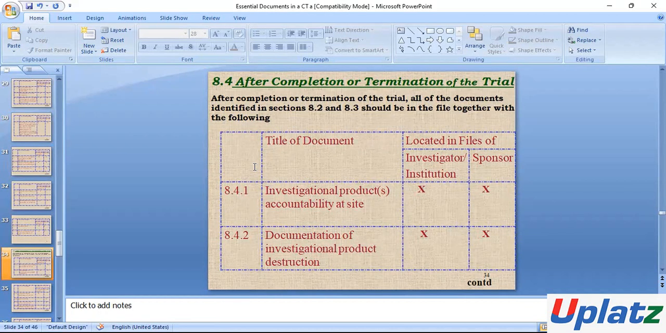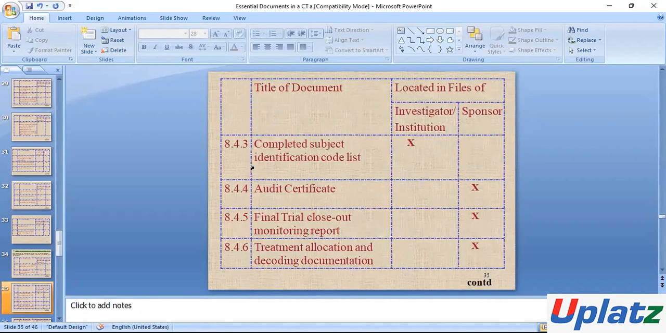Okay, because the purpose of investigational product is only for the trial. Once the trial is completed, we no longer require to give this medicine to any person, any human. Then completed subject identification code list.